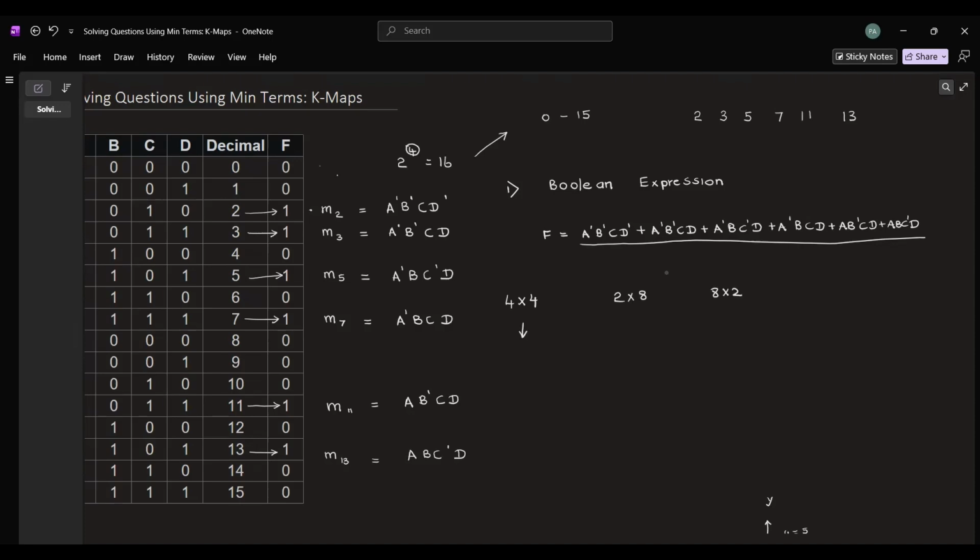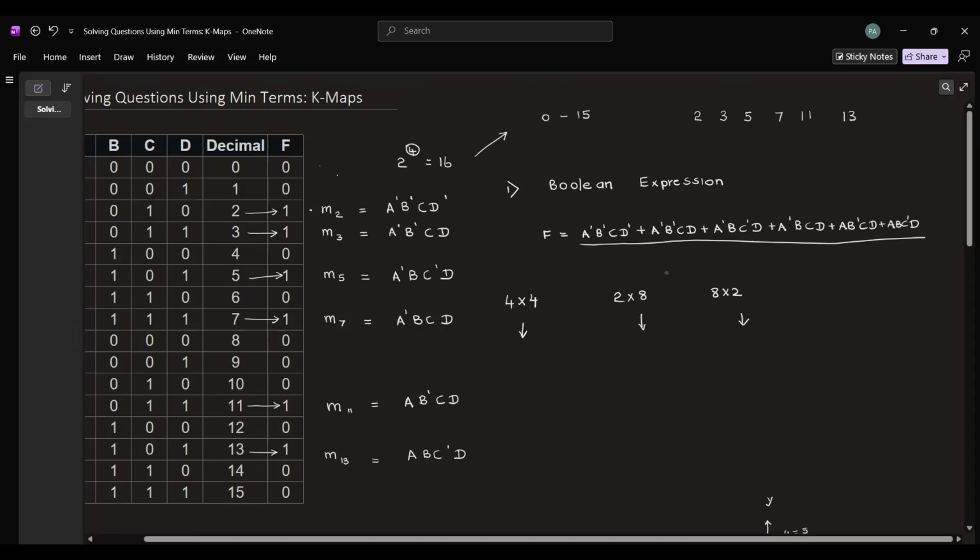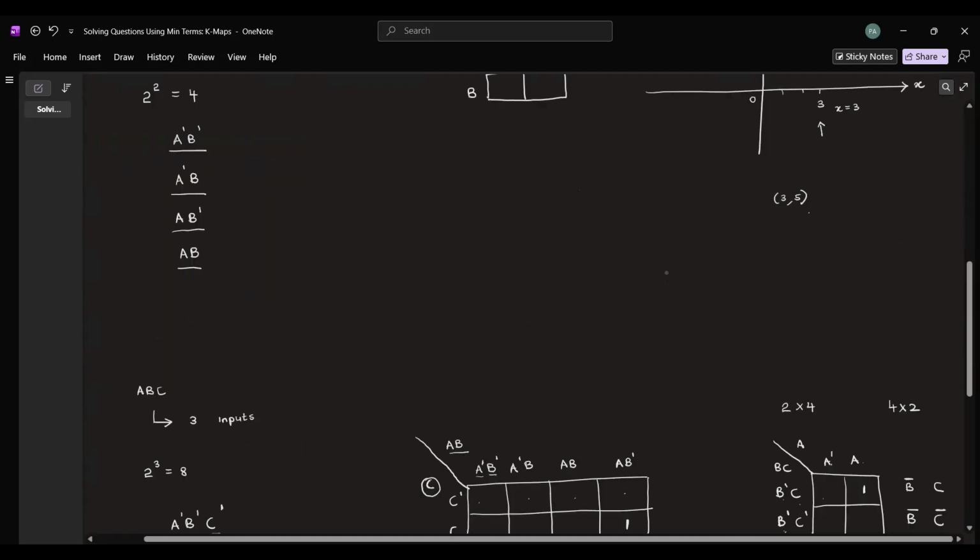This also creates a square. This creates a square. This creates a rectangle. Which one are you going to choose? Well, conventionally, we choose this. But does it matter if you choose 2 by 8 or 8 by 2? Not really. No. But conventionally, we choose 4 by 4 for questions because it's easier to draw.